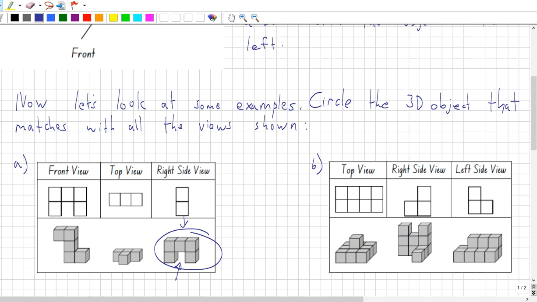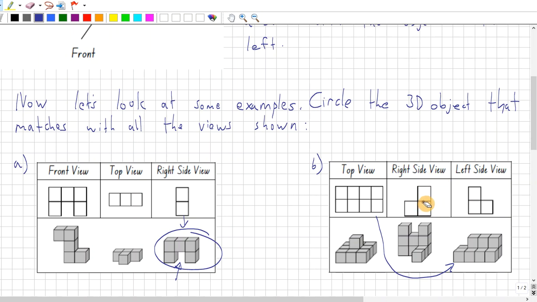Part B here, the top view. So we have a 1, 2, 3, 4 by 2 kind of grid here. If we look at the first object, that's only a 3 by 3. So that one is out. This one is out because it's missing some in here. Again, the only one it kind of matches is this one here. So we know that's the object, but let's look at the other two perspectives.